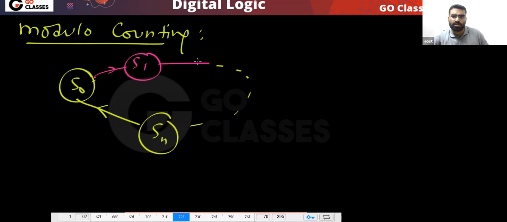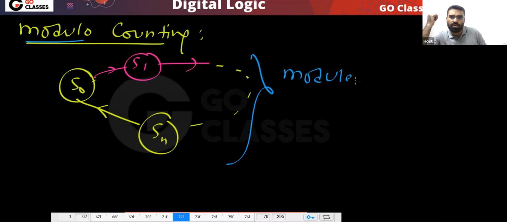This type of counting is called modulo counting, where it wraps around. If you are doing this type of counting, we will call it a modulo n plus 1 counter, because there are n plus 1 states.